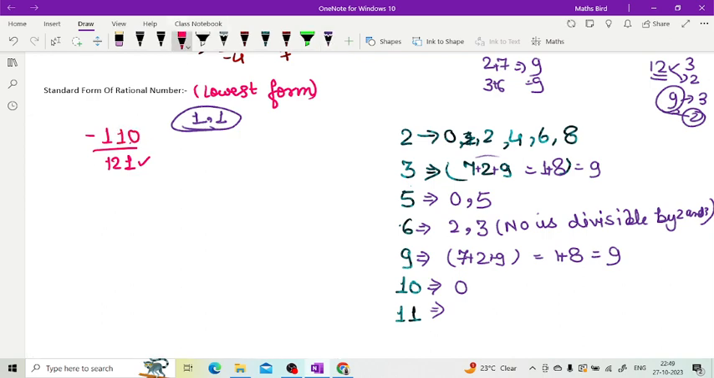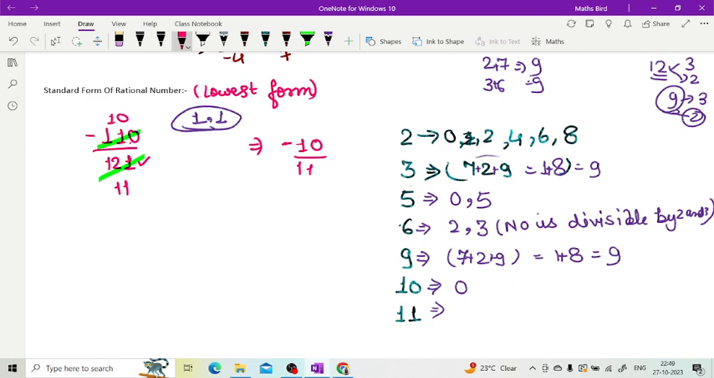One one zero, right? Now that means this is divisible by 11. When we divide it by 11, 11 ones are 11, 11 tens are 110. So it will be 10 by 11? No, it will be minus 10 by 11. Don't forget to write minus. Minus 10 by 11, right?